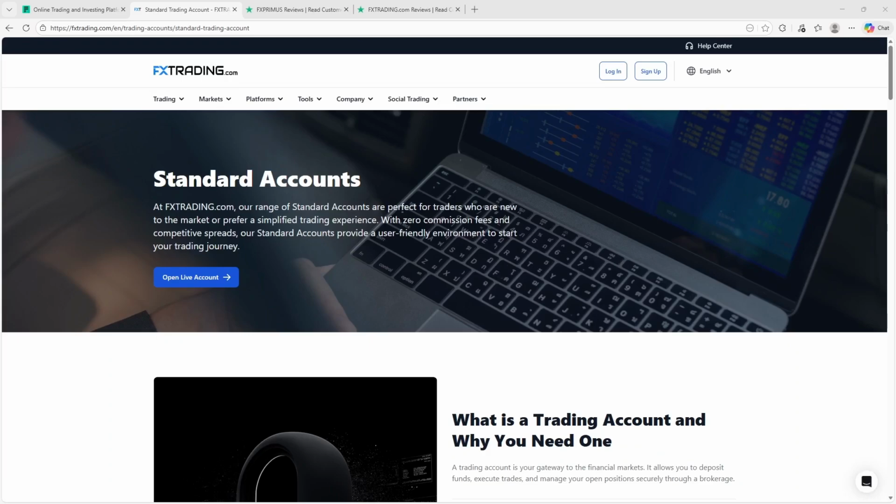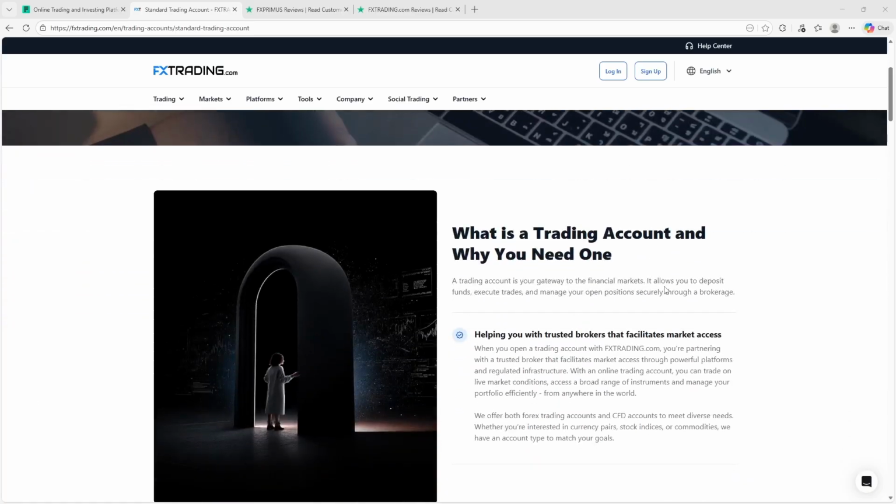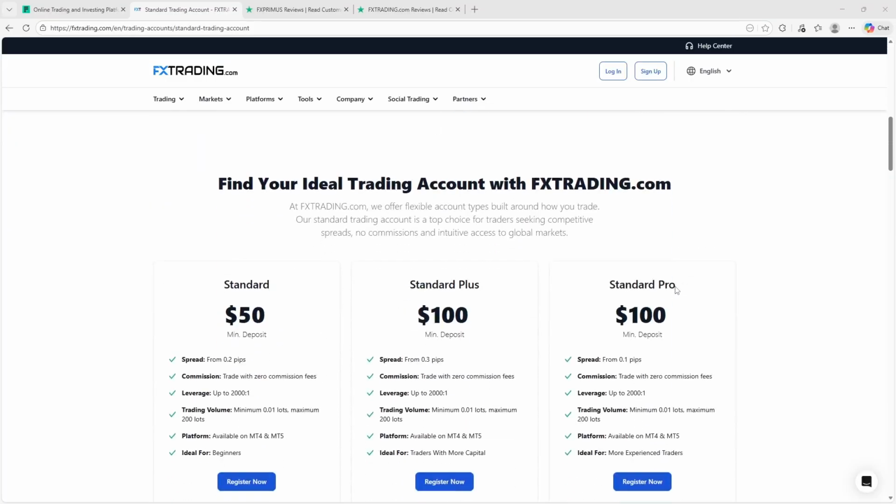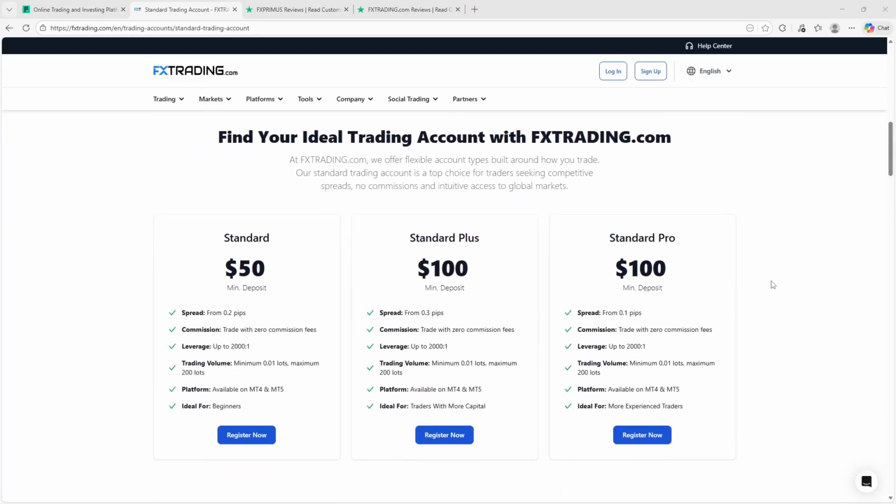FXTrading.com approaches pricing with a modular, accessibility-first philosophy that adapts to how actively a trader operates, rather than forcing everyone into a single cost structure. Its standard accounts bundle all trading costs directly into the spread, removing the need to calculate commissions on each trade. Minimum deposits stay intentionally low, which makes these accounts approachable for newer traders, strategy testers, or anyone scaling gradually.